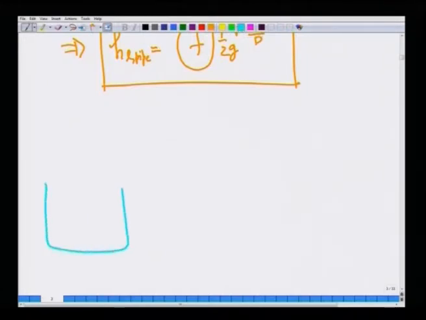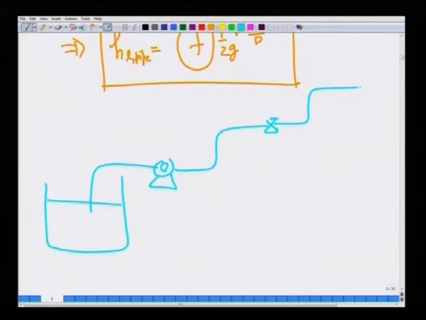You may have a reservoir in which there is a liquid, and you want to have a pipe, and you want to maybe pump the fluid at a given flow rate, and there may be valves to some other elevation. So, this is a typical problem. This is elevation Z1, let us say this is point 1, and fluid is coming out to the atmosphere, and this is, let us say, point 2.